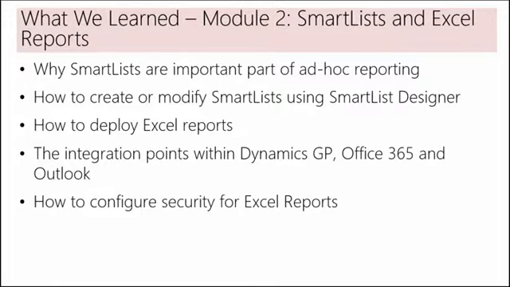Okay, so what we've learned in Module 2 around SmartLists and Excel reports. We learned why SmartLists are an important part of ad hoc reporting. Again, it's very easy to go in and create a SmartList, modify a SmartList, and save it as a favorite, then utilize that in other areas of the application, whether it be limiting the information I want to see in a lookup, quickly navigating to a form to edit a record, or just doing an inquiry on a record. It's also very simple to take the information that appears in your query and export it out to Excel, Word, whatever the case might be, and work with that data further.